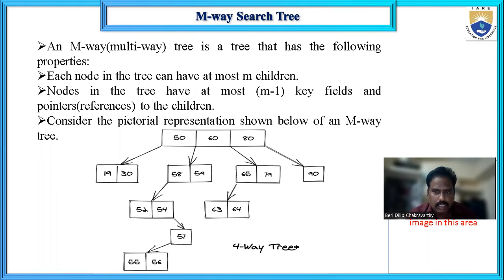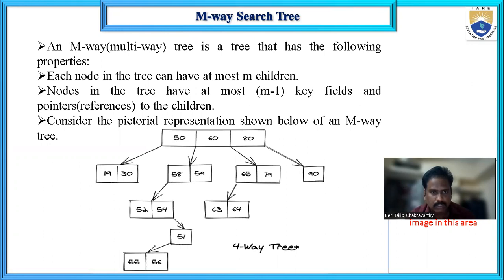Each node in a tree can have at most M children. Suppose you are considering a four-way tree, so each node will have at most four children. That means it may be 0, 1, 2, 3 or 4, a maximum of 4. Nodes in the tree have at most M minus 1 key fields.